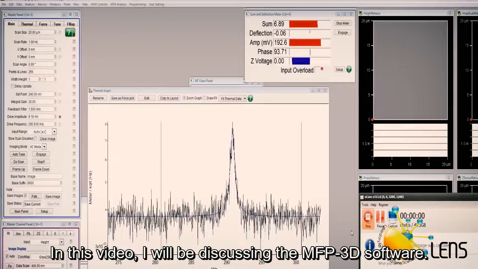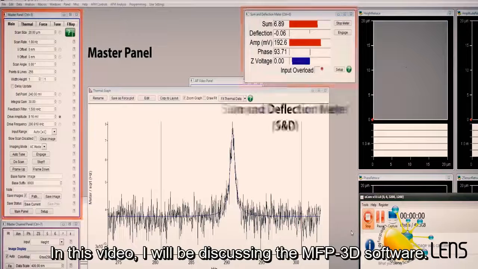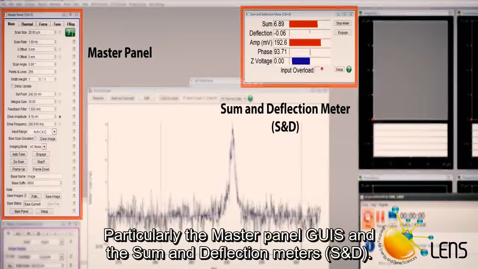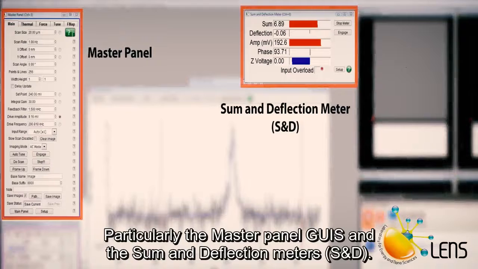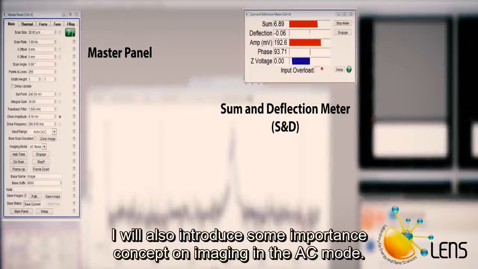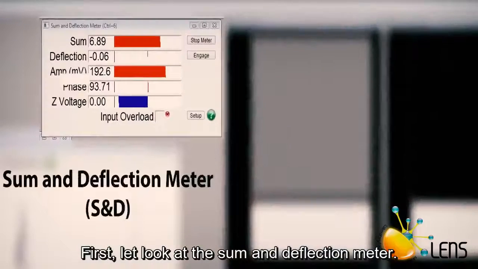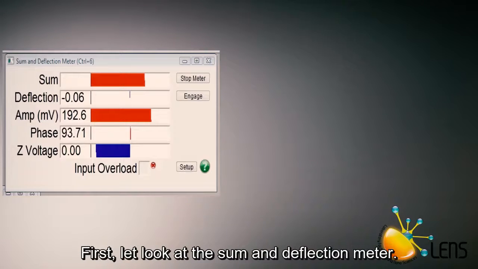In this video, I will be discussing the MFP-3D software, particularly the master panel GUIs and the sum and deflection meters. I will also introduce some important concepts on imaging and the AC mode. First, let's look at the sum and deflection meter.